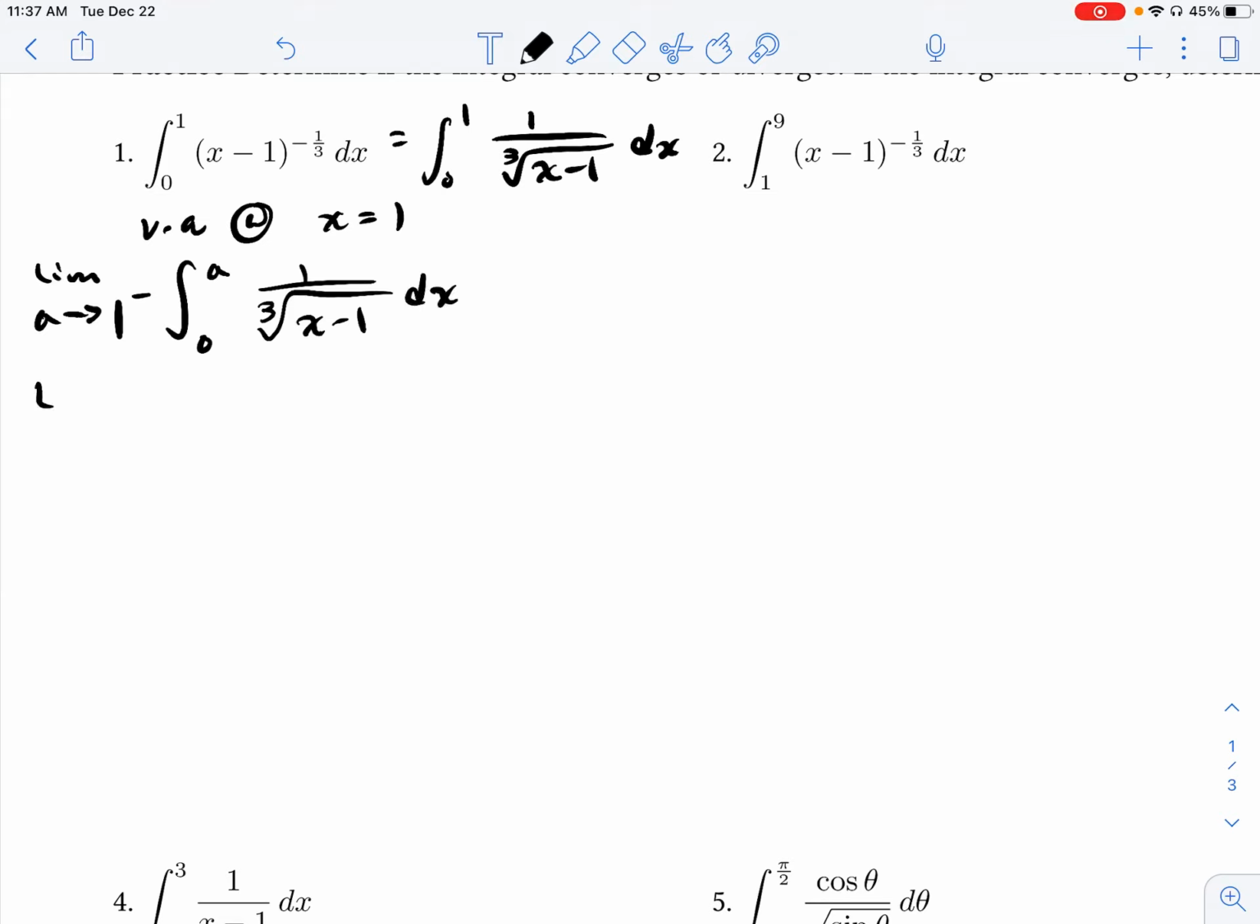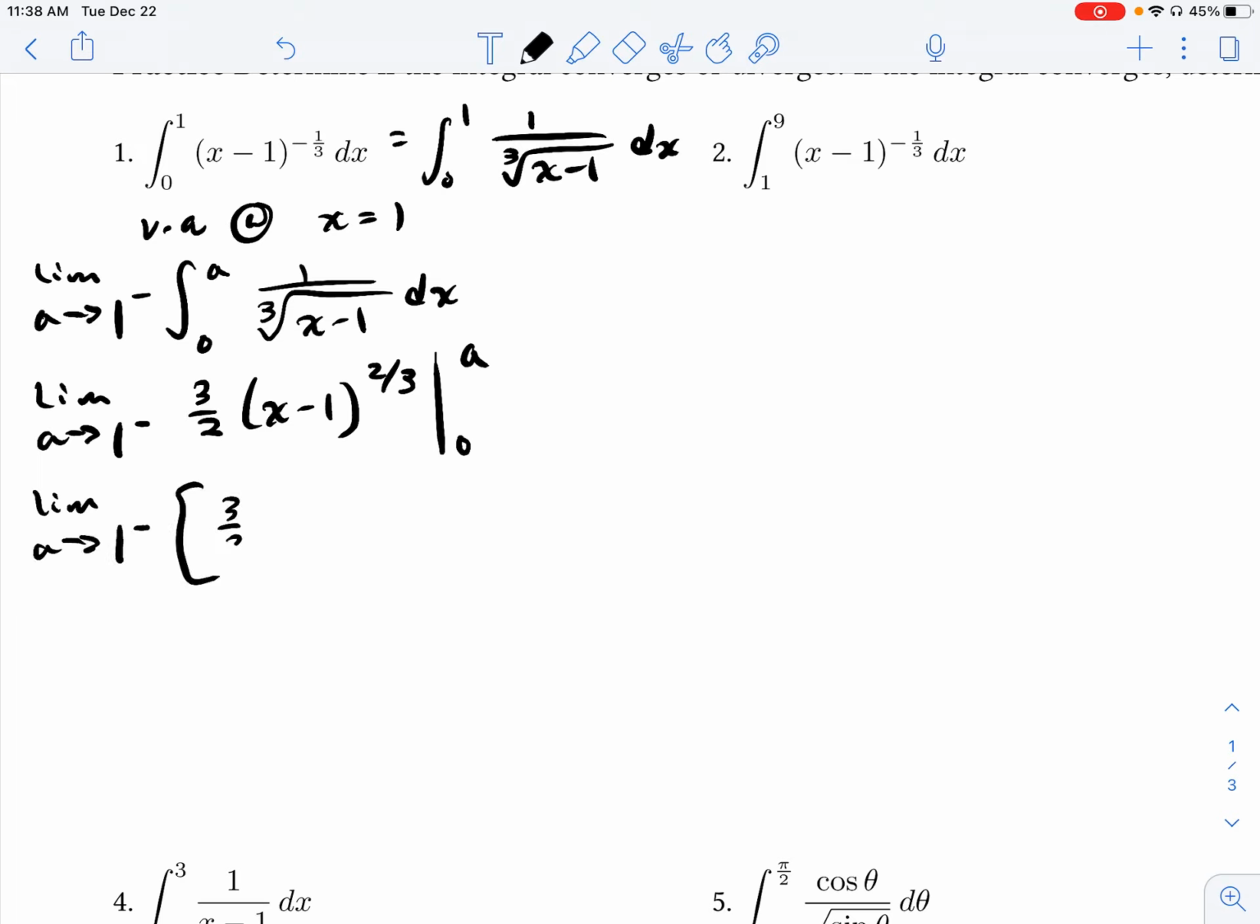And let's actually integrate that now. So that would give me 3/2 (x minus 1) to the 2/3. So we evaluate that from 0 to a. And now let's plug in those bounds. So that's going to give me 3/2 (a minus 1) to the 2/3. And we'll actually do the limit evaluating in just a moment. Minus 3/2, let's plug in 0 now, so that's going to be (-1) to the 2/3.